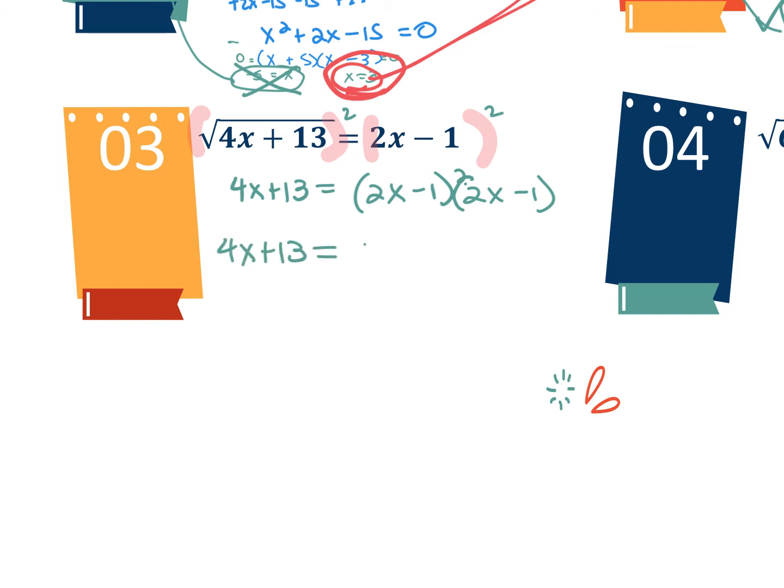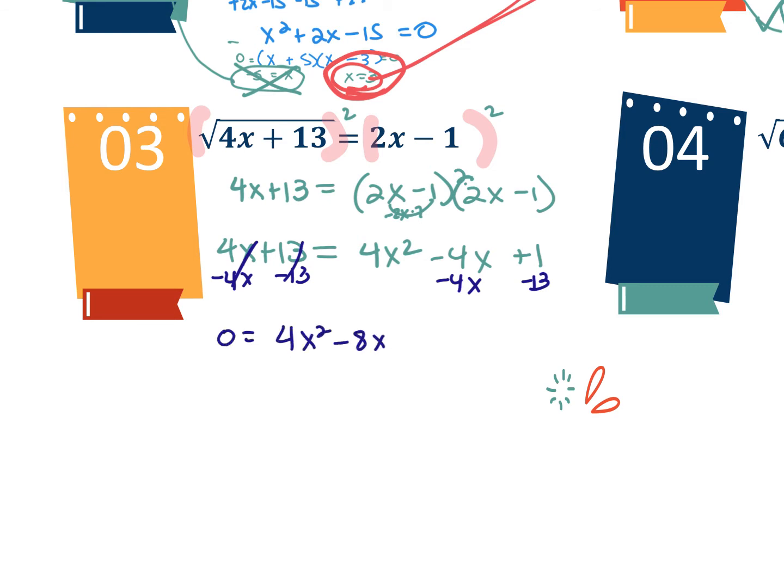The shortcut is square the first term, square the last term, and double the product of the two terms. So -2x times 2 would be -4x. If you don't remember that, just FOIL it out. It would be 4x squared minus 4x plus 1, and it would simplify to be the same thing. Now I'm going to subtract the 4x and the 13. These are gone. And I get 4x squared minus 8x minus 12.